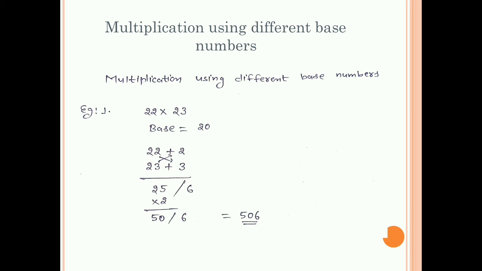this base is how many times of 10? 20 is 2 times of 10. So in this technique we will multiply 25 into 2, since 20 is twice of number 10. 25 into 2 we get 50, and since the base is 20, we will take only a single digit after the slash. So we will write 506 as our answer.